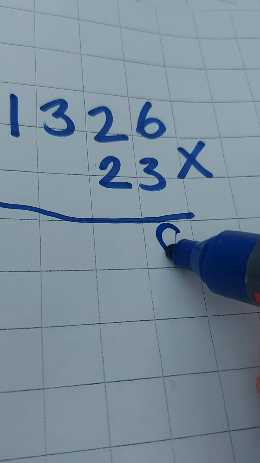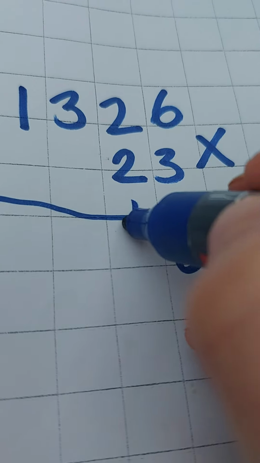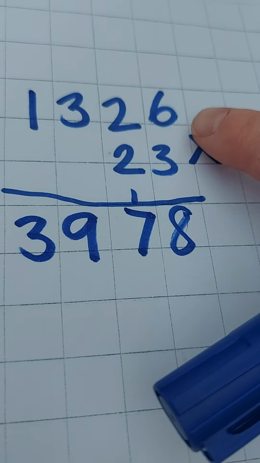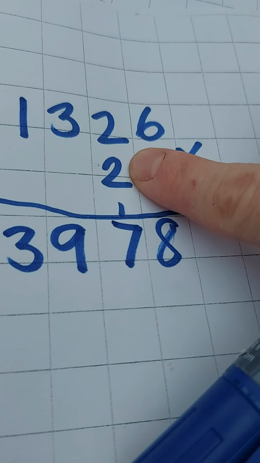6 3s are 18. 8 in the box, 1 on the doorstep. 2 times 3 is 6. Add the 1 is 7. 3 times 3 is 9. And 1 times 3 is 3. That line's done. Now I'm going to cover the 3 over and I'm going to do 1,326 times 2.